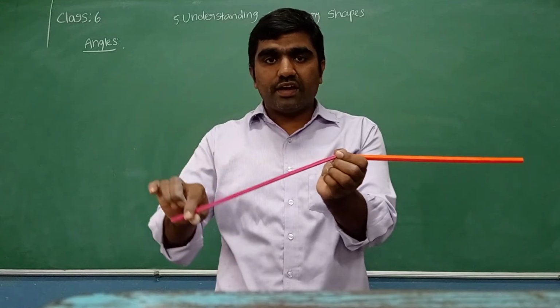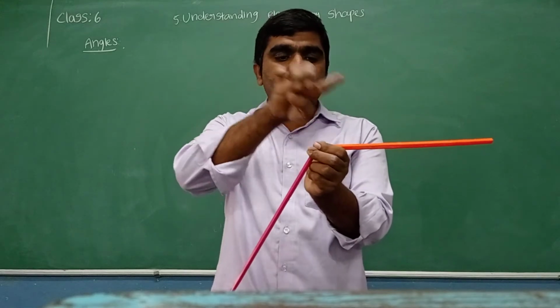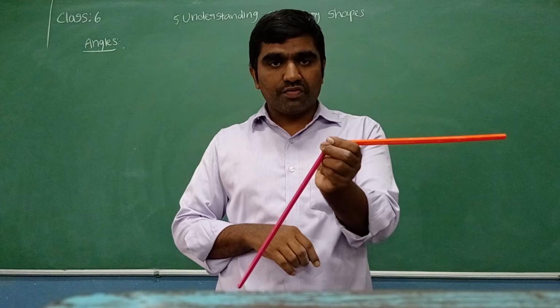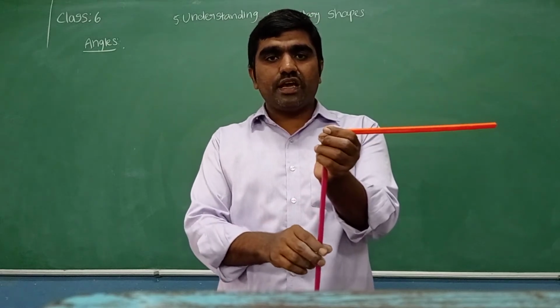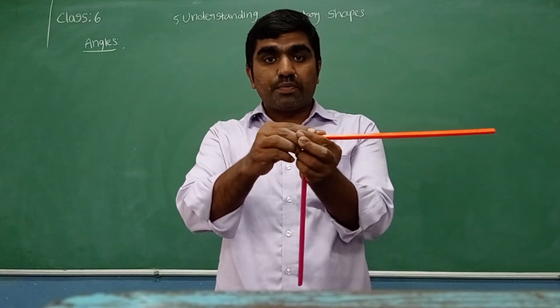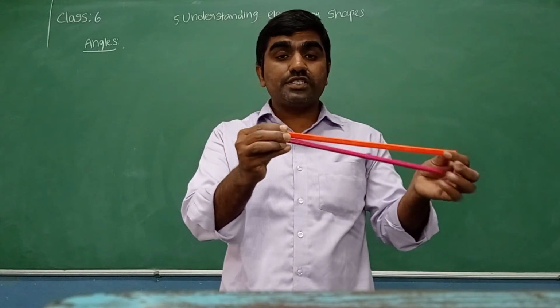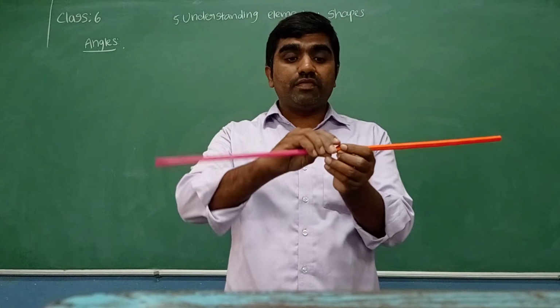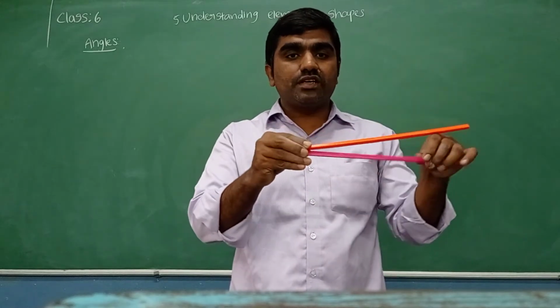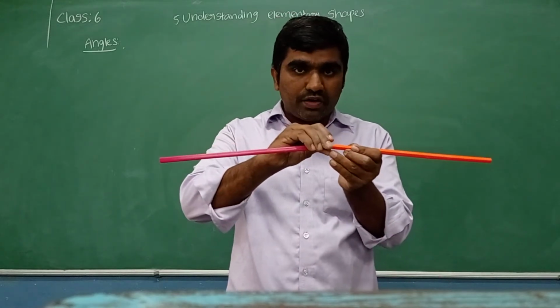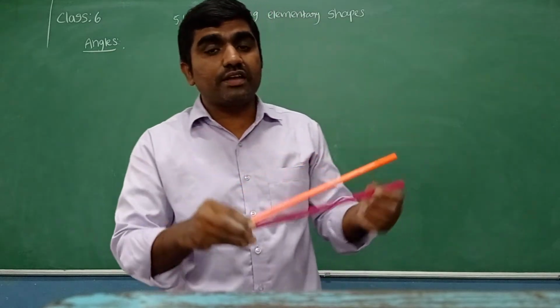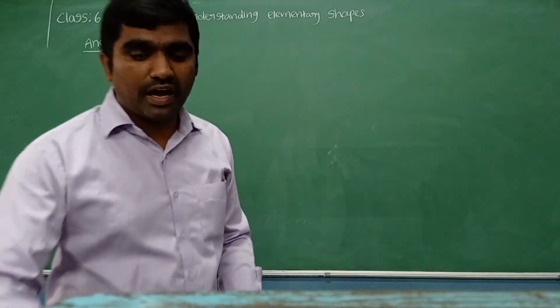Sir, more than a straight angle, if I rotate more than a straight angle like this, it is called a reflex angle. What do we call this? It is a reflex angle. So up to 359, it is called a reflex angle. So what is meant by reflex angle? An angle between 180 degrees and 360 degrees. From 181 to 359, the angles are called reflex angles.